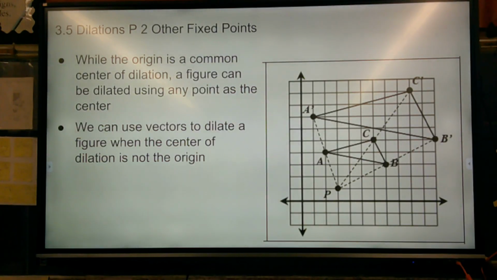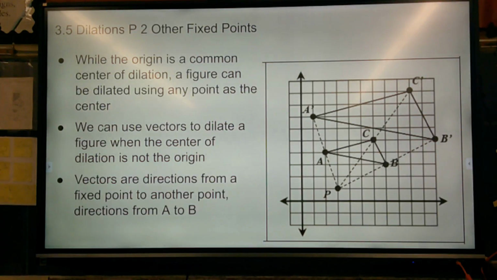If the center is not the origin, we use the vectors to dilate a figure. Who can remind me what vectors are? Vectors are just your directions, right? Like from point P to point A. How do I get from point P to point A? Those are your vectors. Vectors are just directions from one point to another point, like explaining how you get from your house to Taco Bell.